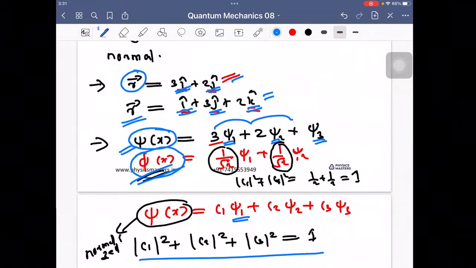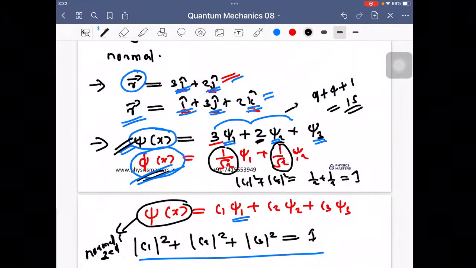Here look, check this one. Here c1 equals 3, so mod c1 square will be equal to 9, c2 is 2, its square will be 4, c3 is 1, its square equals 1, so this is equal to 15, not equal to 1. So this is not a normalized function. It is not necessary to normalize.